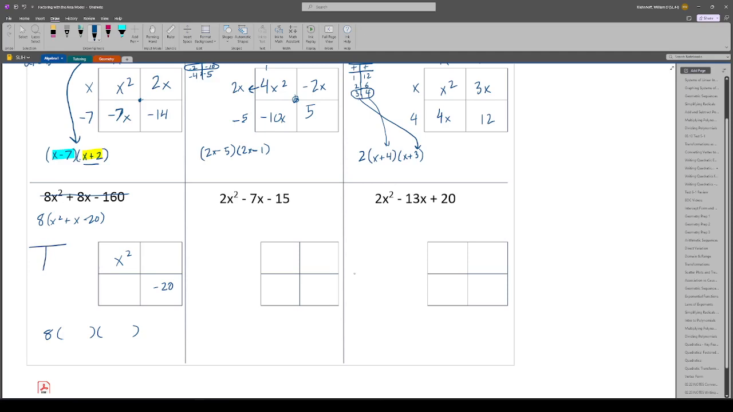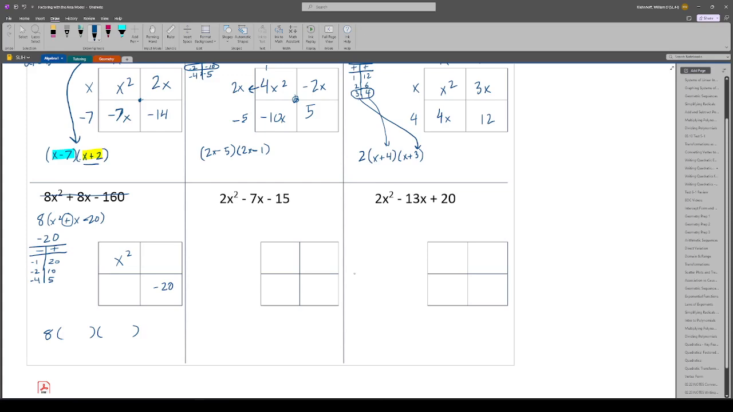So on my t-chart, I have 1 times negative 20, so I get negative 20 at the top. My signs, since I have a negative c value, are opposite. And then since this is positive, I know the bigger one is positive and the smaller one is negative. So we're going to go ahead and put factors of 20 are 1 and 20, 2 and 10, 4 and 5. And if you want, again, remember you can put the negatives here. It's up to you. I don't know which works better for you, but maybe put it.